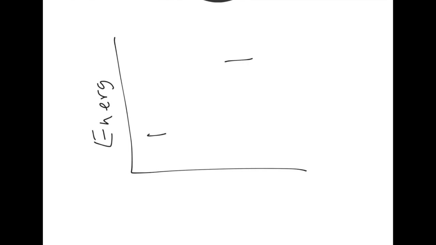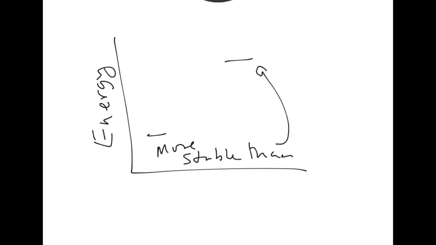Thermodynamic stability is just the absolute measure of how far up you are on the y-axis. So if this is energy, this is more stable than this compound, because it's lower in energy on the y-axis. So it doesn't impact rate. It's just an absolute measure of what is lower in energy.